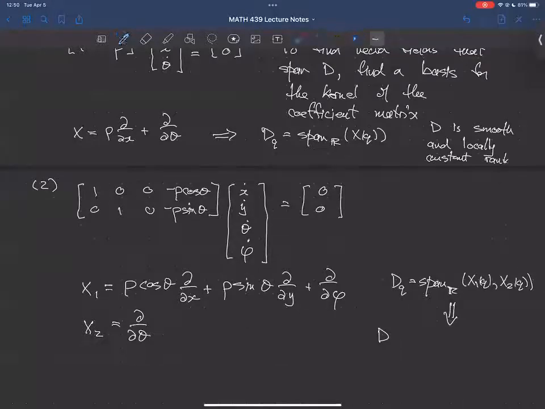Okay, it's smooth because I have a vector field, namely x, which is smooth, right? The coefficients of x are smooth. It has rank 1, because it takes one vector field to form a basis for D at every point. And similarly here, D is smooth and locally constant rank.